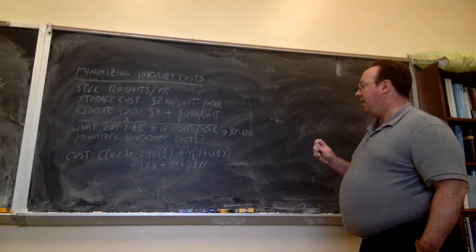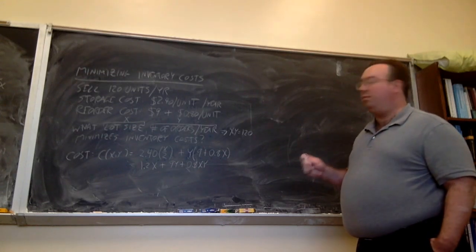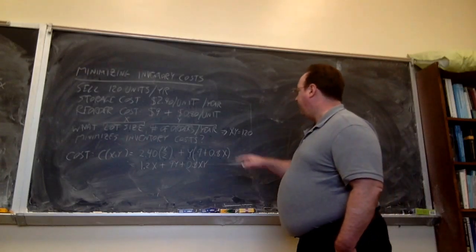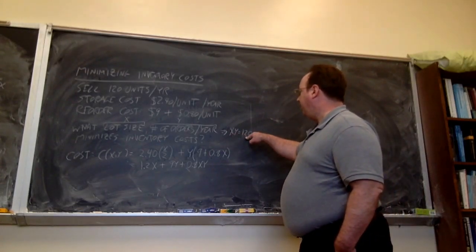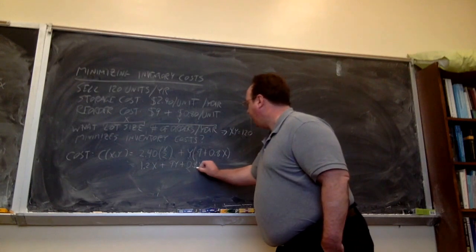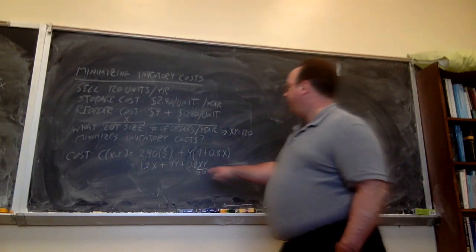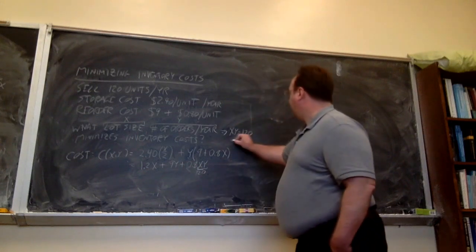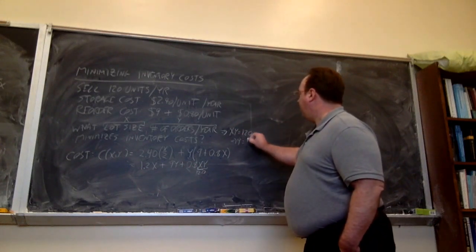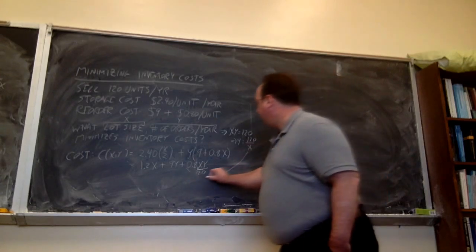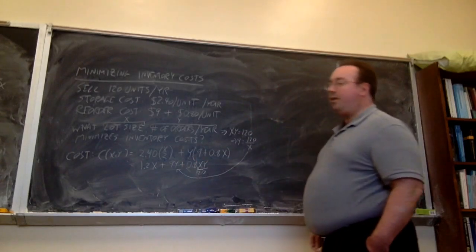Now, I want to express this as a function of only X, the lot size. So to do that, I can use the fact that X times Y is equal to 120. So this right here, X times Y, that is 120. And then Y is equal to 120 divided by X. So I can fill that in right here.